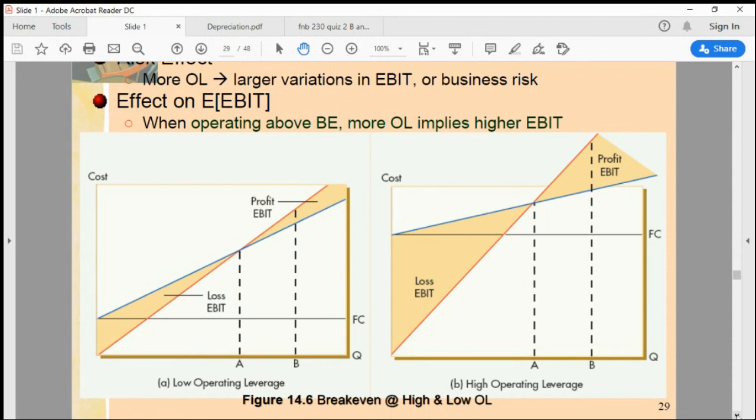So two pictures: one, low operating leverage, the other, high operating leverage. In low operating leverage, until you reach the break-even point, you will incur a loss, a negative profit, but the magnitude of that loss is not that great. After you are past the break-even point, you see profit, but the magnitude of the profit isn't that much.